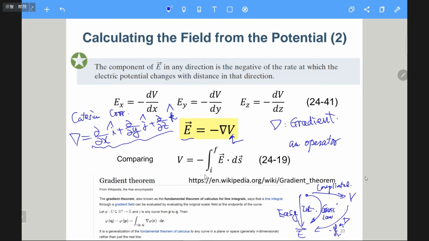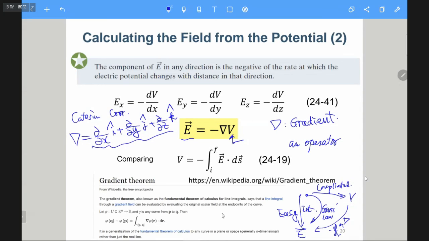So just now we mentioned that V is the negative line integral of the E field, and actually you have the integration of E to be V. Now you can also take the derivative of V, the derivative in 3 dimensions, which is the gradient. It becomes E. So it is a general case of the fundamental theorem of calculus. If you are interested, you can check it on Wikipedia. There is plenty of information about that.